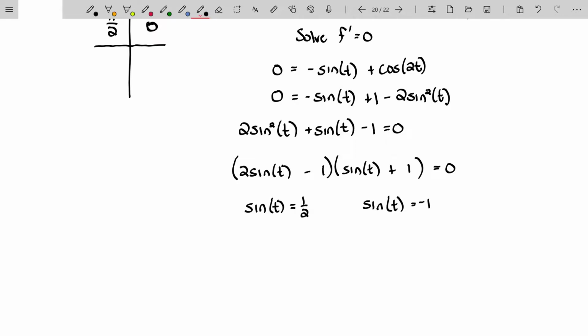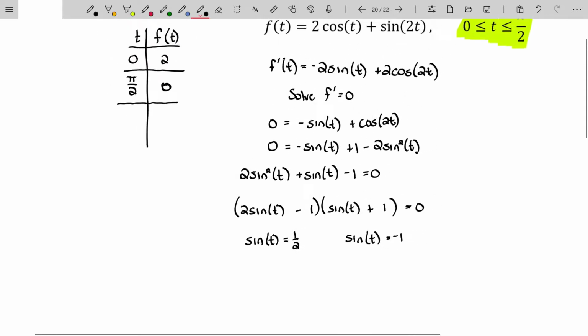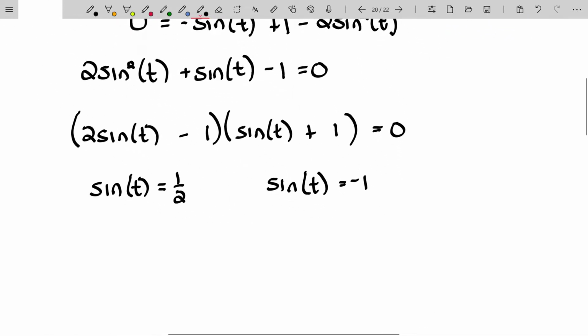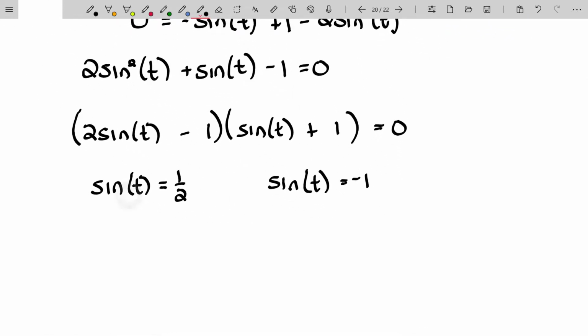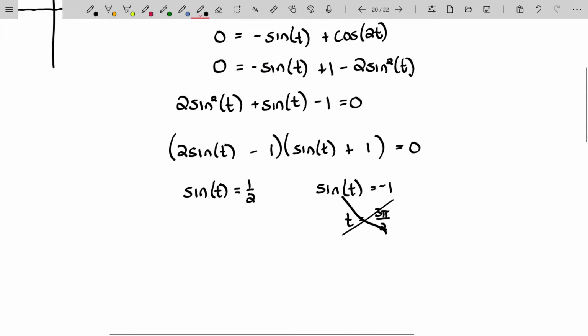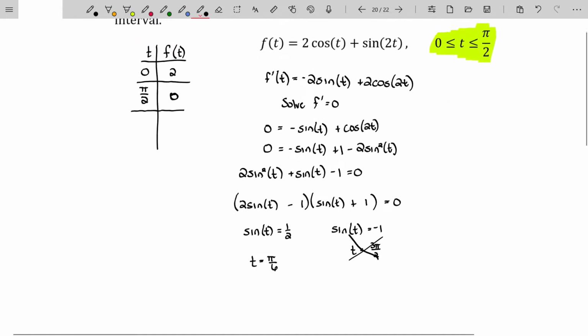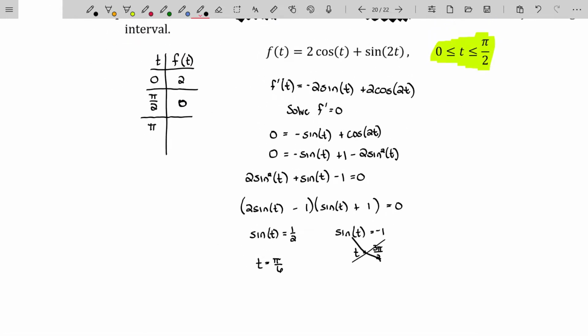Well, the negative 1's easier to talk about. Keep in mind the domain. We're only dealing with angles in the first quadrant there, 0 to pi over 2. Sine is not going to become a negative 1 on that interval, because sine becomes negative 1 at, sorry, not pi, at 3 pi over 2. So that's outside of our interval, so we don't have to worry about that. But sine becomes 1/2 at pi over 6, and also 5 pi over 6, but that's outside of our interval. So pi over 6 is the winner there.